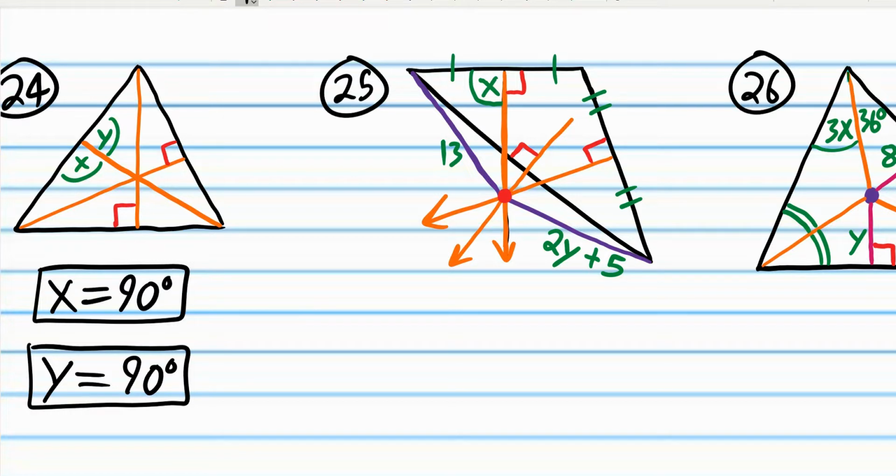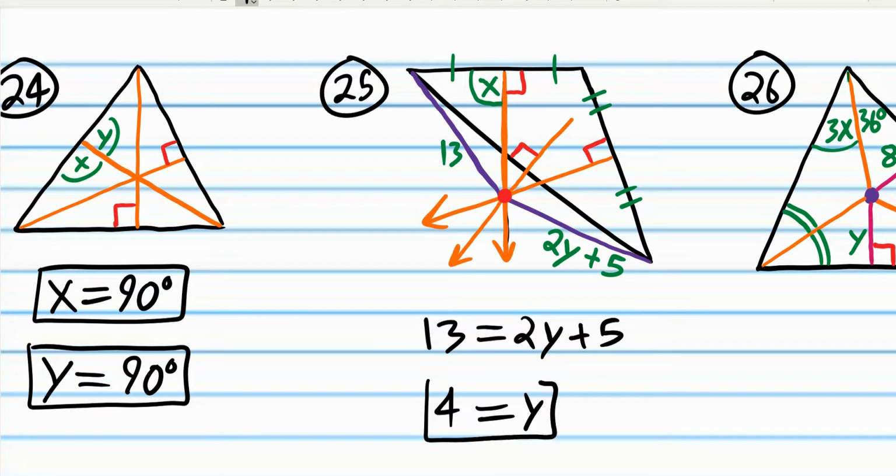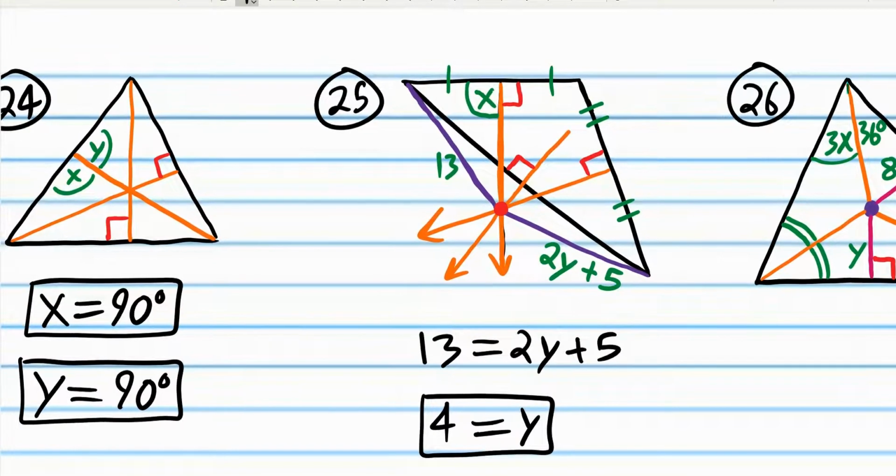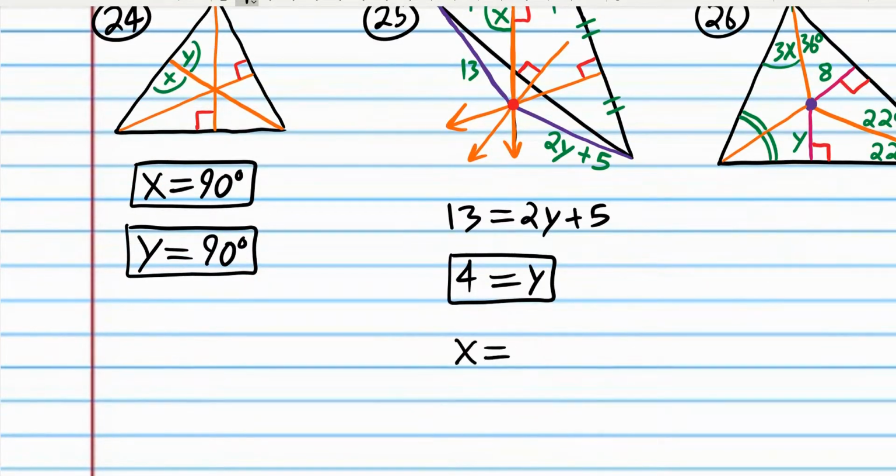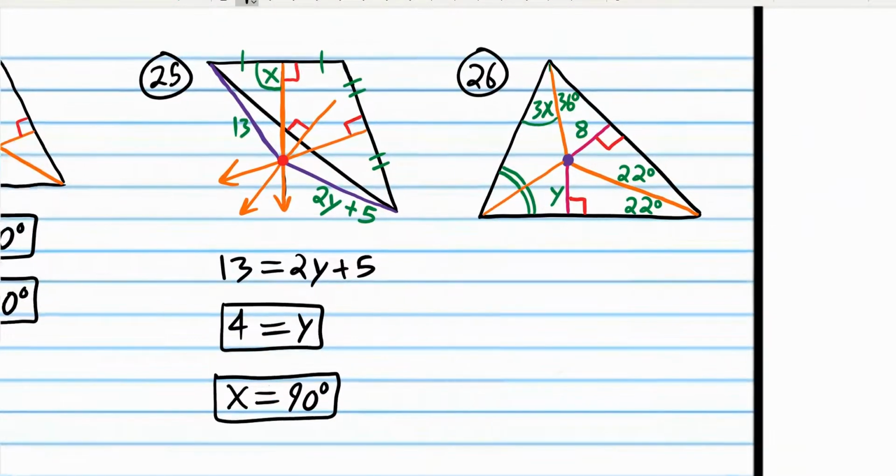All right, we're back. These are obviously perpendicular bisectors. And so this is the circumcenter, and the Circumcenter Theorem tells us that the distance from the circumcenter to this vertex is equal to the distance of the circumcenter to the other vertex. So that means that 13 is equal to 2y plus 5, and y is equal to 4, if you do the algebra on that. And of course, because this is 90 degrees, x must be 90 degrees also. So if you got those answers, good job.